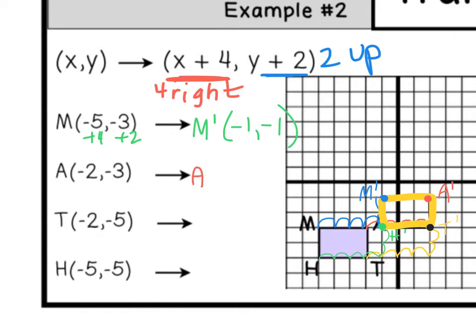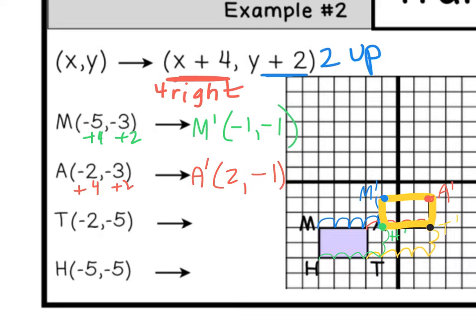Okay, A prime. A prime is right here. So we go 2 to the right and 1 down. Okay, again, you can add 4, so -2 plus 4 gives us 2, and then if we add 2, here we get -1. I like using the picture better, but you could do it mathematically.